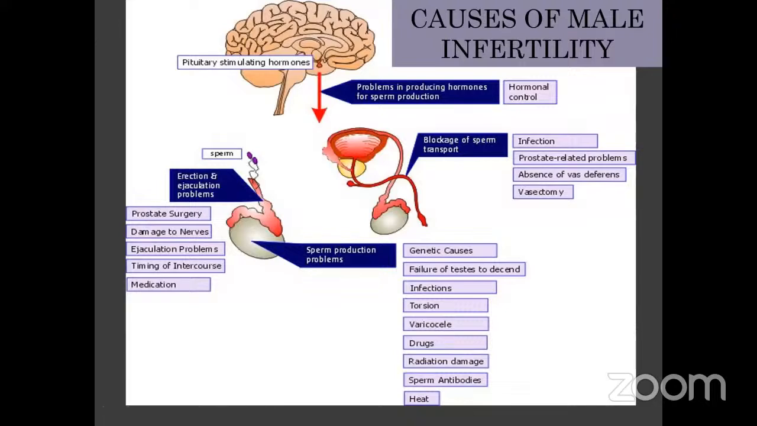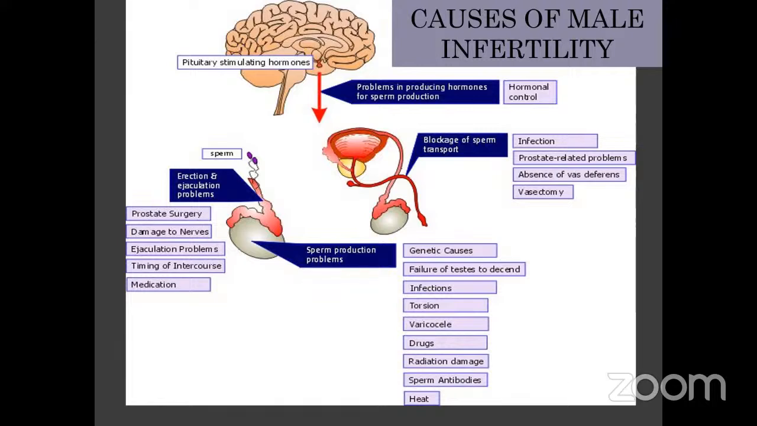So what could the causes of a low sperm count, motility, or morphology be? Now, the production of sperms is actually regulated from the level of the brain. The brain secretes some hormones which are going to act on the testes, stimulate it to produce the sperms. And therefore, if there is a problem at any level of this axis, you may have a problem in the sperm production.